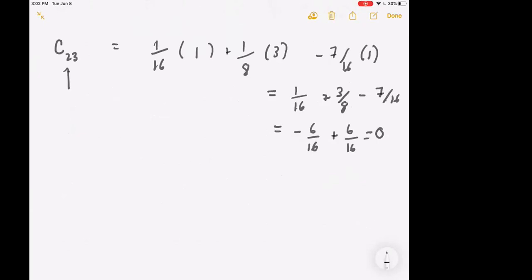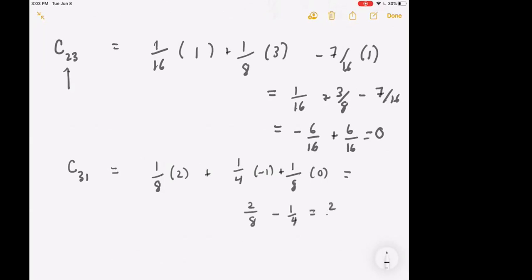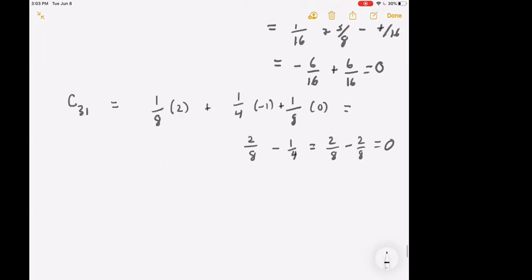I need to calculate C sub 3, 1. I need to look at the third row of the first matrix and pull off the matrix elements. They are 1 over 8, 1 over 4, and 1 over 8 respectively. And now I need to look at the matrix elements of the first column of the second matrix. They are 2, minus 1, and 0 respectively. Do the arithmetic, 2/8, minus 1/4, and this is going to give me 2 over 8 minus 2 over 8. So this matrix element vanishes.